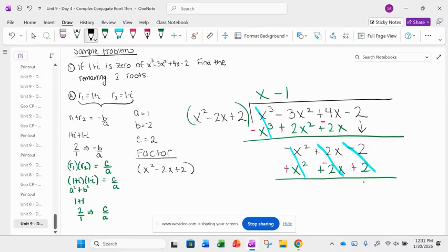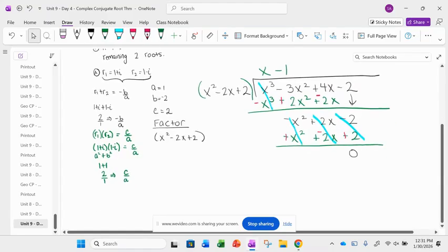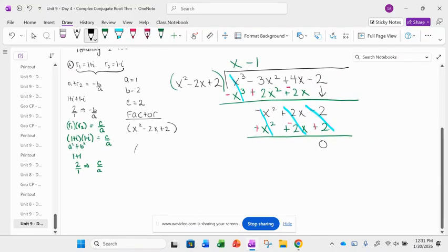Everything cancels to 0. Should everything cancel to 0? Yeah, because it is a factor, right? And if we ended up with a remainder, would it be a factor? No. So if we ended up with a remainder, you knew something went wrong, either within the sum or products, or in the division. But it should have a remainder of 0 because it is a factor. Okay. So now we know x minus 1 is another factor.